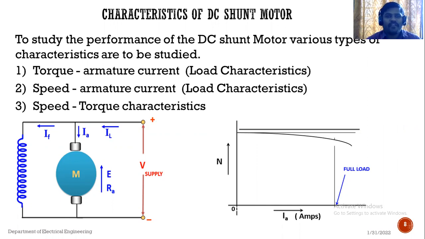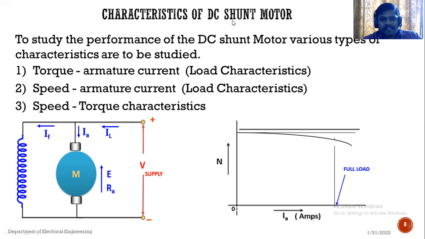To study the performance of the DC shunt motor for various applications, the characteristics can be studied. While studying the characteristics, we are able to tell the performance of that machine, that is the DC shunt machine. Various types of characteristics ज्यावेळेस आपण understand करतोय, at that situation we are able to tell the performance of the DC machine.